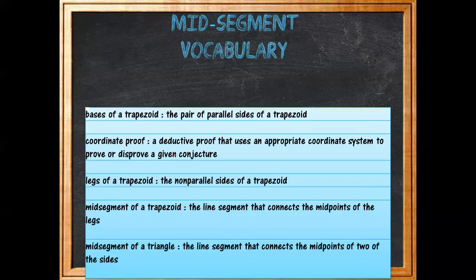A coordinate proof is a deductive proof that uses an appropriate coordinate system to prove or disprove a given conjecture. The legs of a trapezoid are the non-parallel sides of a trapezoid. The mid-segment of a trapezoid is the line segment that connects the midpoints of the legs, and the mid-segment of a triangle is the line segment that connects the midpoints of any two of the sides.